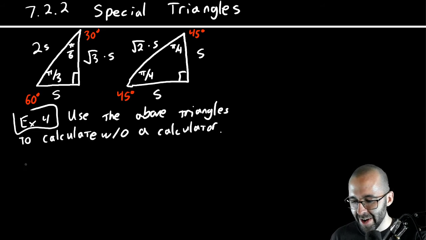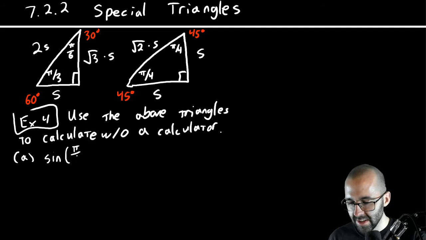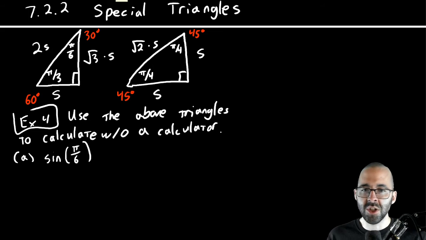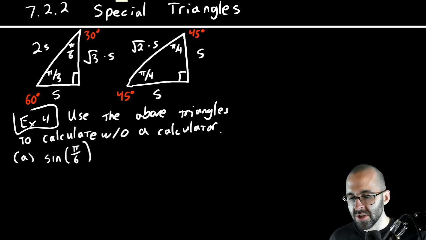Here we go. Part A. Sine of pi over 6. Remember, every trig function is asking for the ratio of two sides. So first, what are we going to do? We're going to locate pi over 6. All right, I've located it.